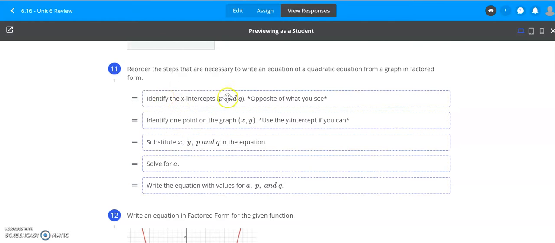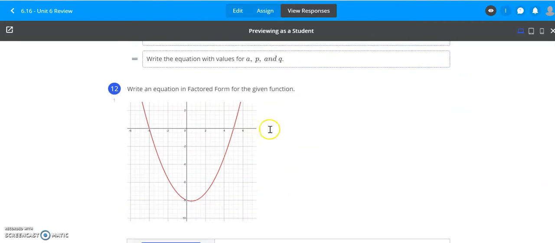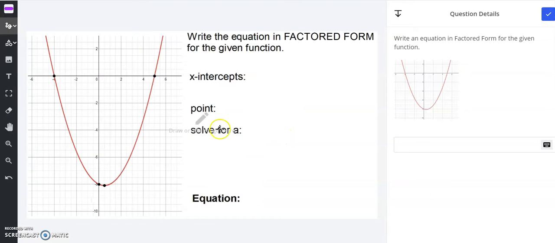So first we have to identify the x-intercepts, identify 1 point, use the y-intercept if you can, substitute those 4 values in, solve for a, and then we write the equation without the x and y values, with p and q as our unknowns. Write an equation in factored form. So now we're going to do what we just talked about.